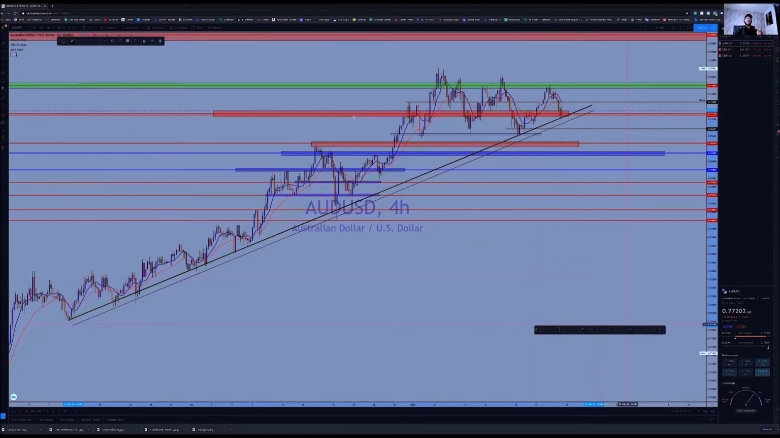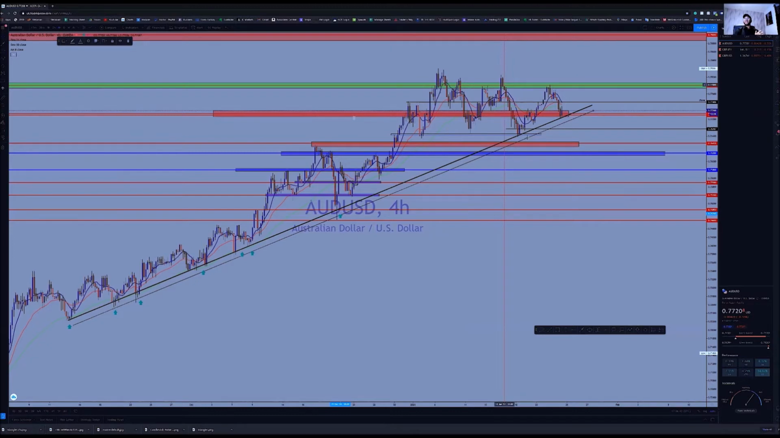So we got the initial touch, retouch, retouch, four, five, six, seven. So we can know this is a really relevant trend line.